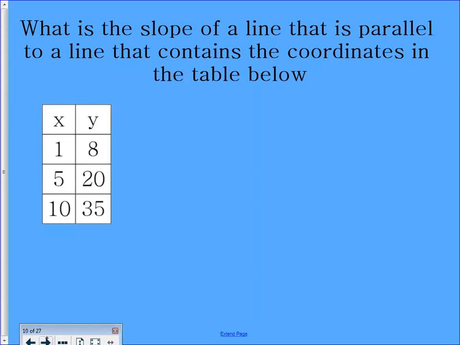All right. Same thing, everybody. Now I'm just going from a table, and what is it asking? What is the slope of the line that's parallel to a line that contains the coordinates in the table? By the way, this is an even easier problem because all it's asking is what is the parallel slope? So in other words, I just need to find the slope of this table, and that's my answer. So from this table, 8 to get to 20 is plus 12. 1 to get to 5 is plus 4. I do my rise over my run, so I get 3 as my parallel slope.